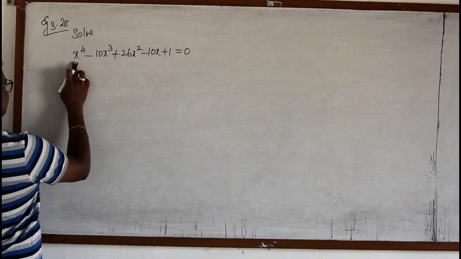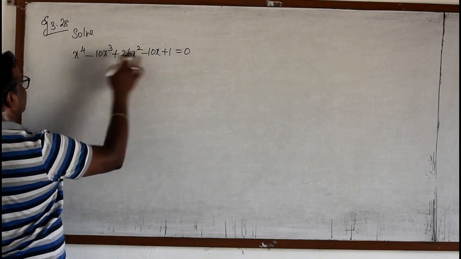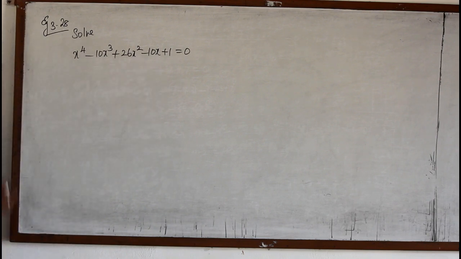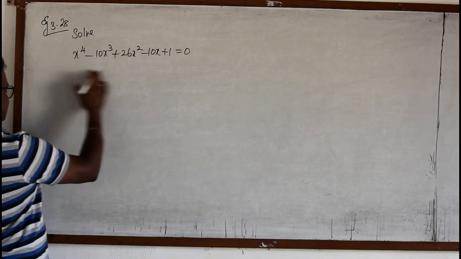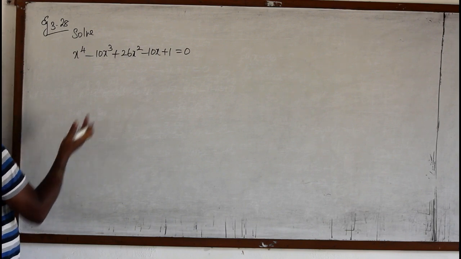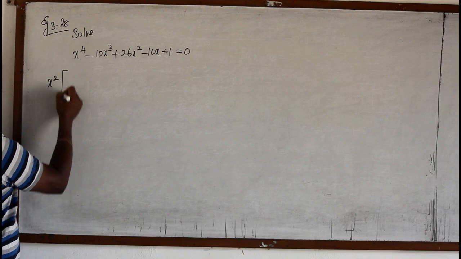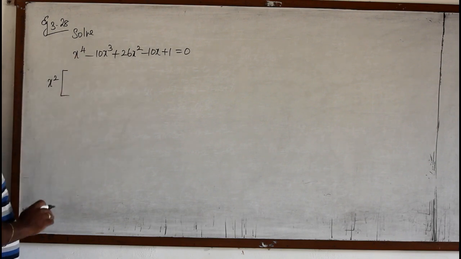Here the coefficient of x power 4 is 1, the final term is 1. This is minus 10 and this is minus 10. So in such a way the coefficients are equal. So I can say this one is a reciprocal equation. Then how to solve a reciprocal equation? Listen here. We can take x square as a common term. Even though it is not a common term, we shall take it.